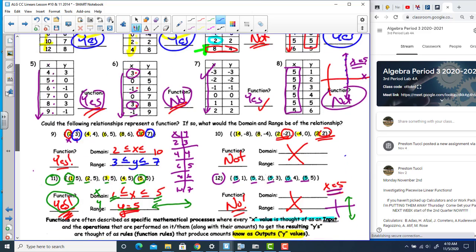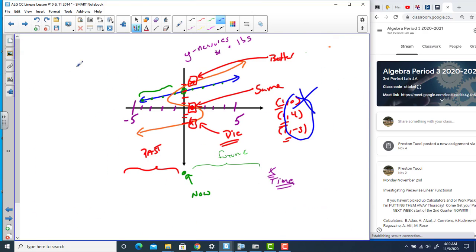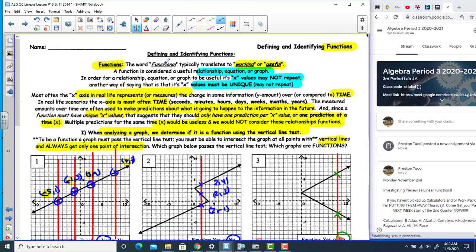Ladies and gentlemen, this is the lesson on functional relationships, and it's really kind of simple. In order for a relationship to be a function, it must be working or useful. And mathematically, what that means is it can only make one prediction at a time. And in order for it to make one prediction at a time, the x values must be unique. They may not repeat. That's it.